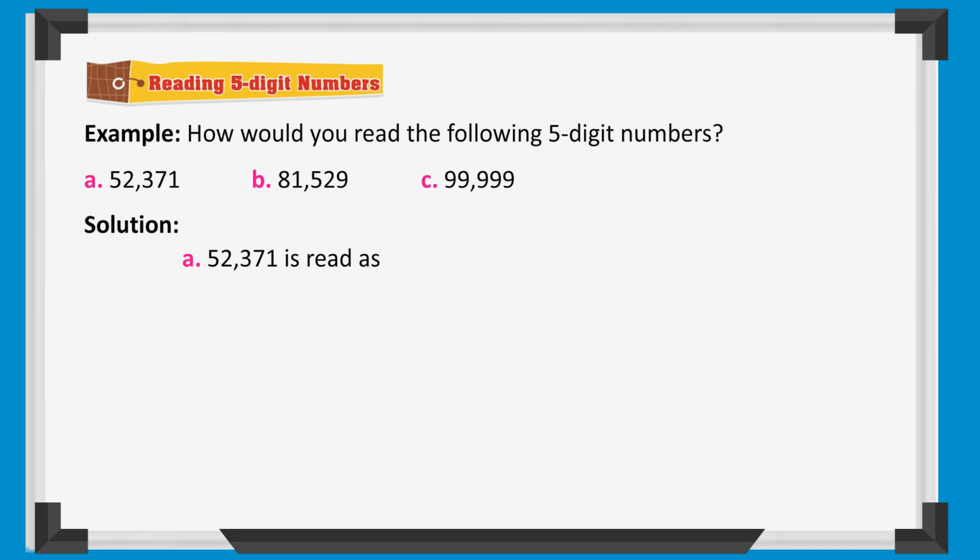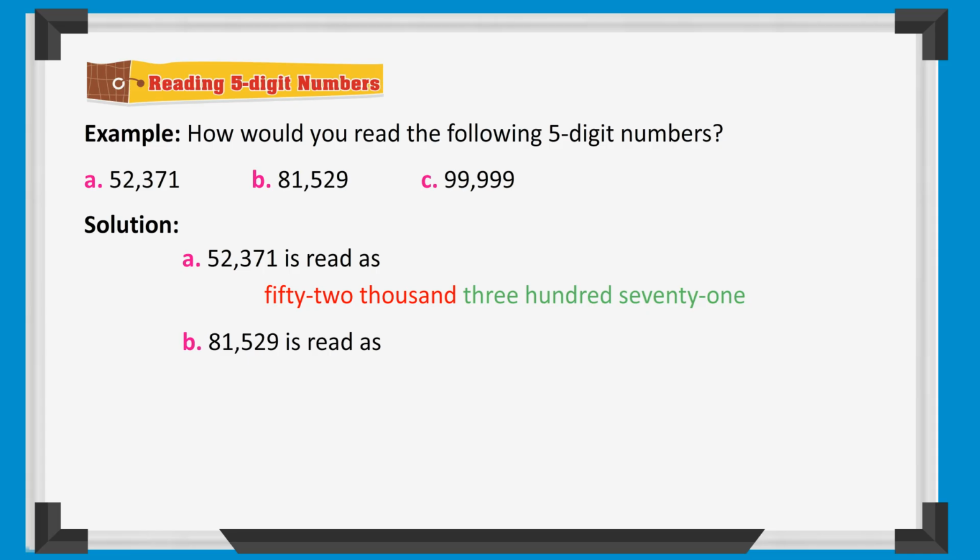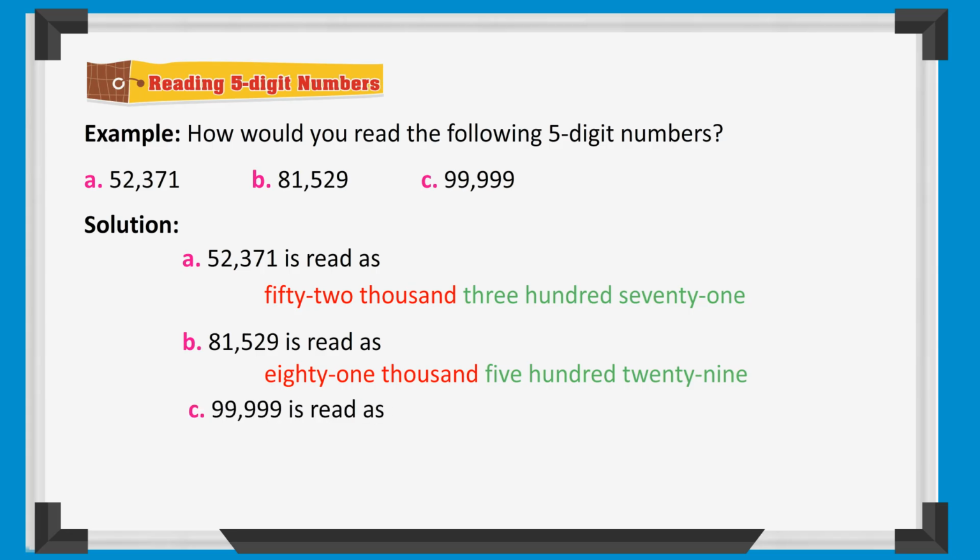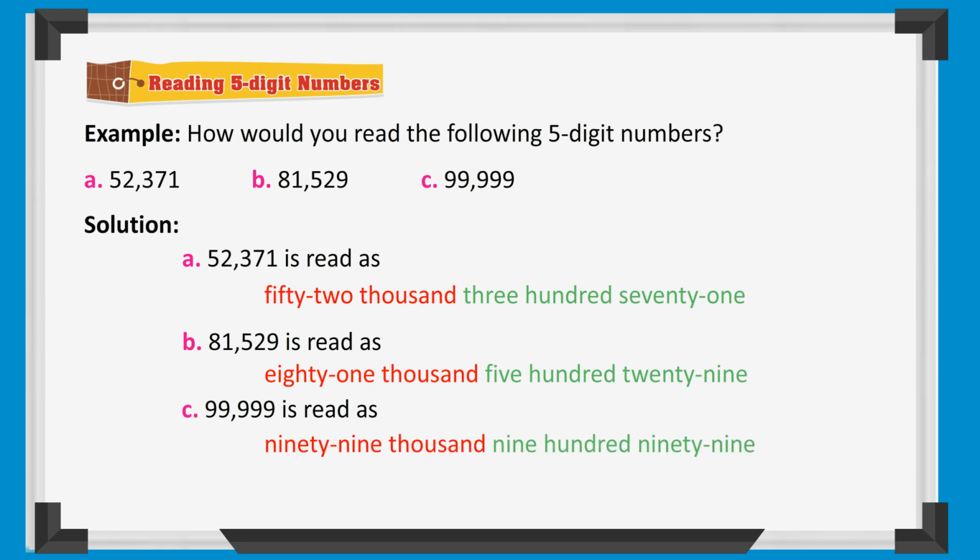A. 52,371 is read as 52,371. B. 81,529 is read as 81,529. C. 99,999 is read as 99,999.